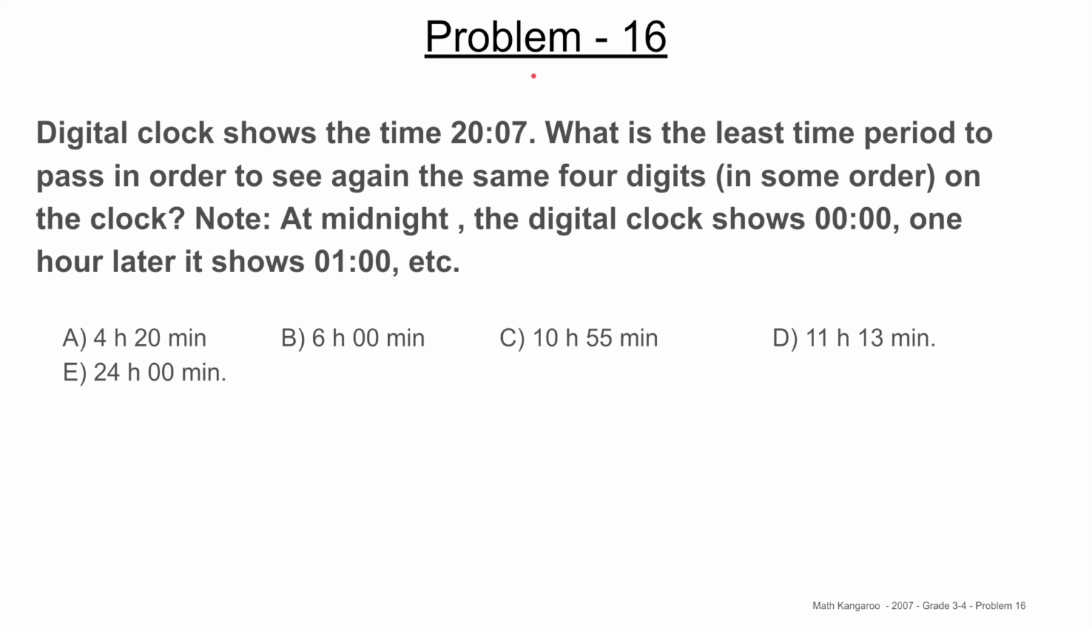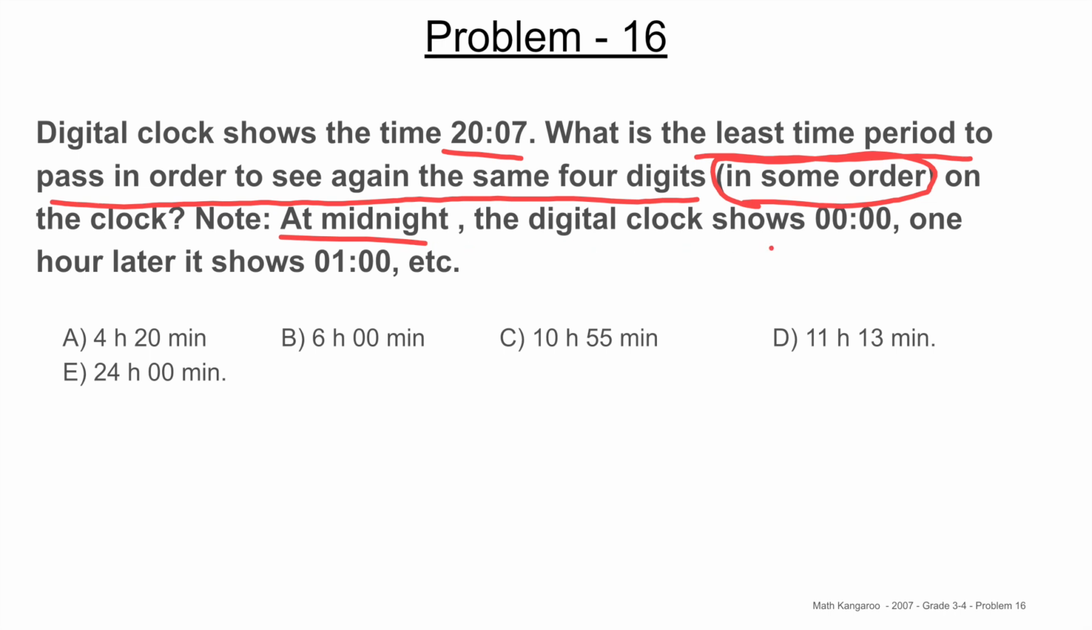Problem 16. A digital clock shows the time 20:07. What is the least time period to pass in order to see again the same four digits in some order on the clock? Note, at midnight, the digital clock shows 00:00. One hour later, it shows 01:00, etc.